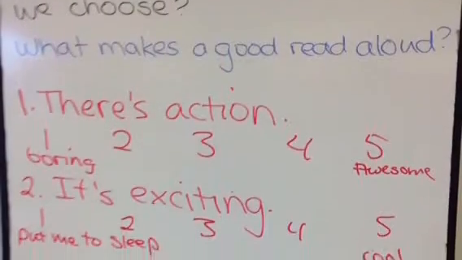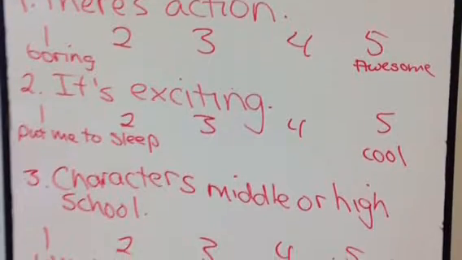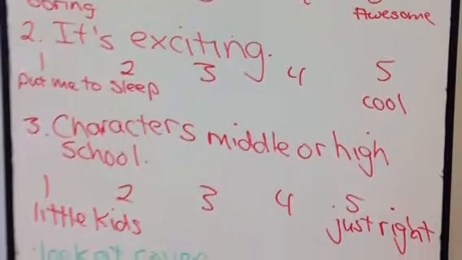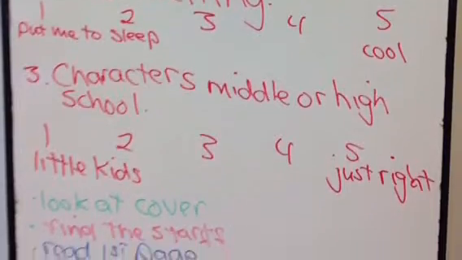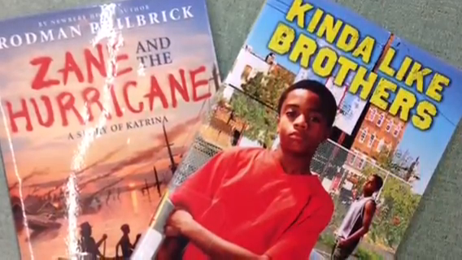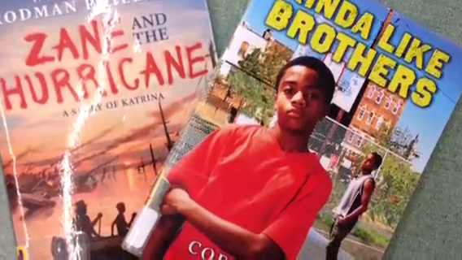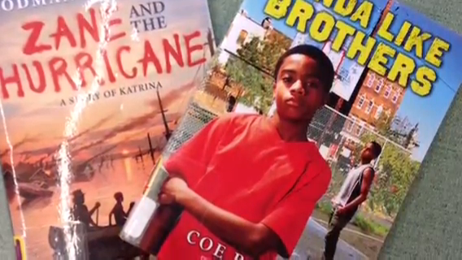Some 6th grade students were choosing a book for guided reading in their IEP classroom. What were they looking for in a book? They dictated this Likert scale. Then I book-talked 2 titles, and the students used the assessment they had created to evaluate both books. They voted to read Kinda Like Brothers together.